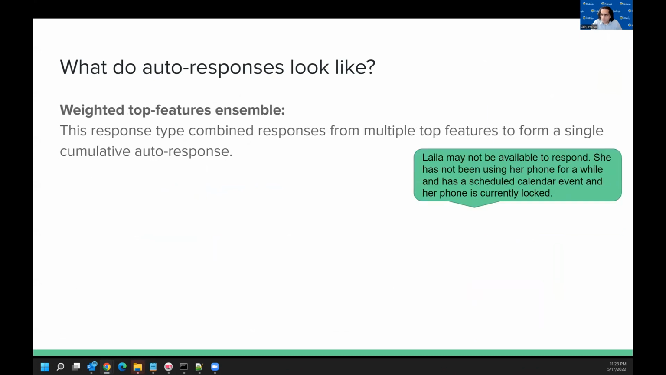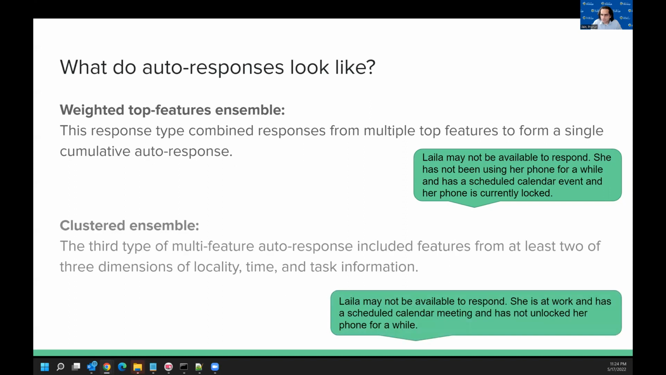Weighted top feature ensemble auto-responses combined responses from multiple top features to form a single auto-response. And finally, clustered ensemble auto-responses included features from 3 dimensions of locality, time, and task information to form a single auto-response.